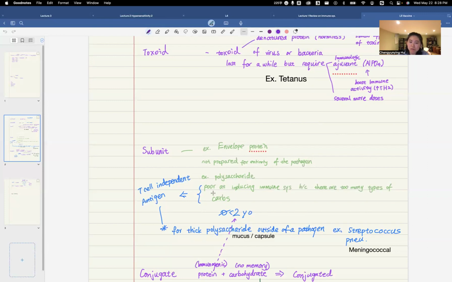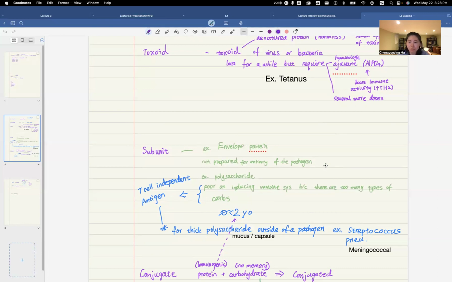But here you have to know that carbohydrate is poor at inducing immune system, means it's hard to develop an antibody that react to this specific bacteria or virus really quickly. It's hard because this vaccine is made by carbohydrate. We only have few types of carbohydrate in our body compared to protein. Protein induce strong immune system response.